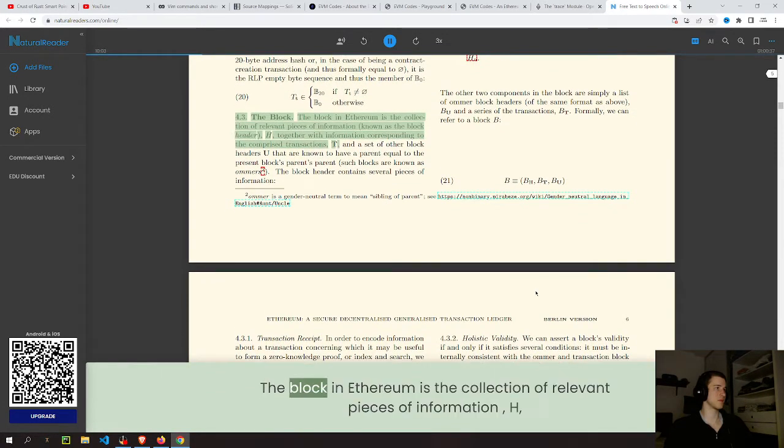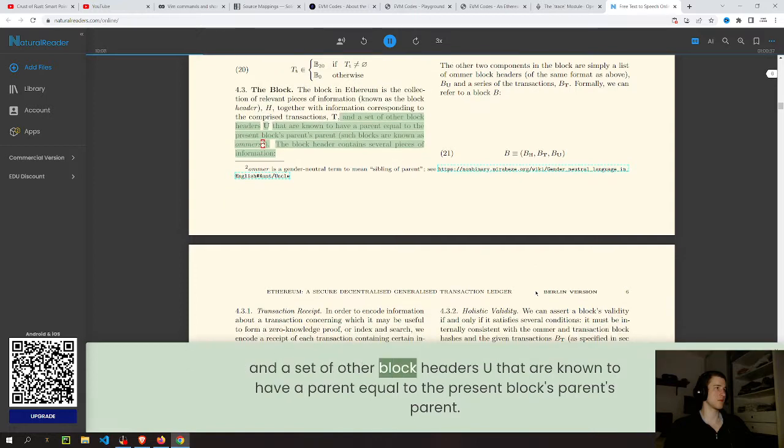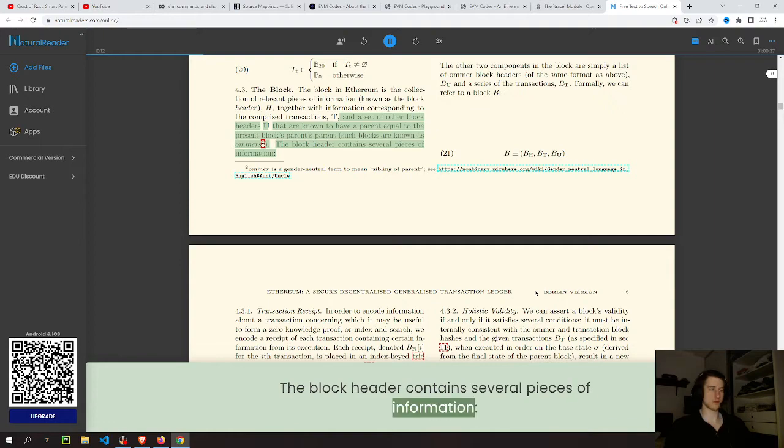4.3. The Block. The block in Ethereum is the collection of relevant pieces of information, the block header H, together with information corresponding to the comprised transactions, T, and a set of other block headers U that are known to have a parent equal to the present block's parent's parent. The block header contains several pieces of information.